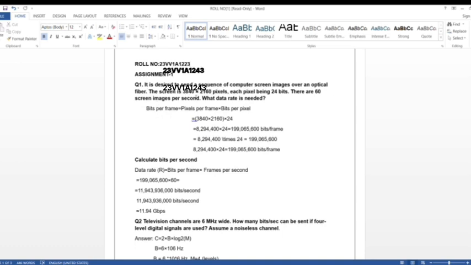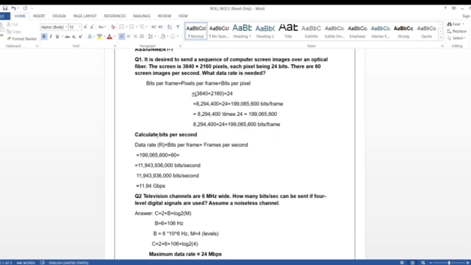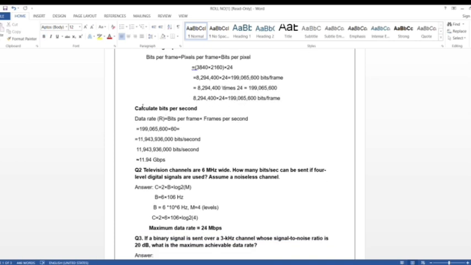way. In the first problem, we calculate the data rate required to transmit a 3840 by 2160 pixel computer screen, where each pixel uses 24 bits, and the screen refreshes at 60 frames per second. Multiplying pixels per frame by bits per pixel and then by frames per second, the data rate comes out to nearly 11.94 gigabits per second, showing that transmitting ultra-high-definition video requires optical fiber with huge bandwidth.